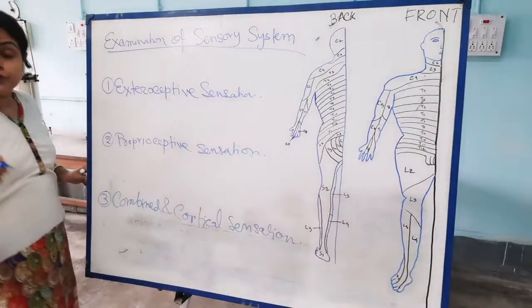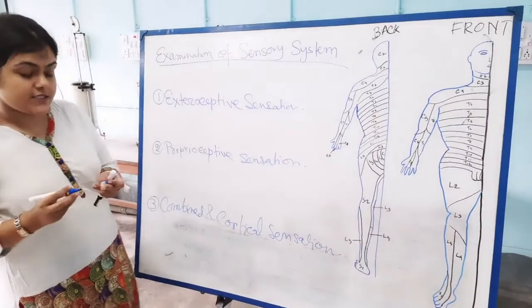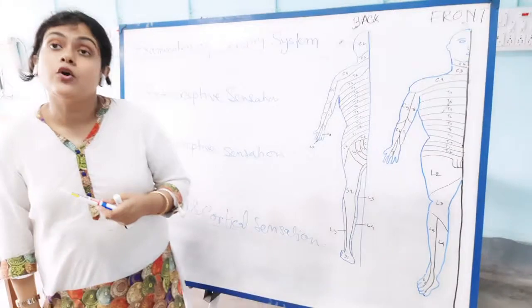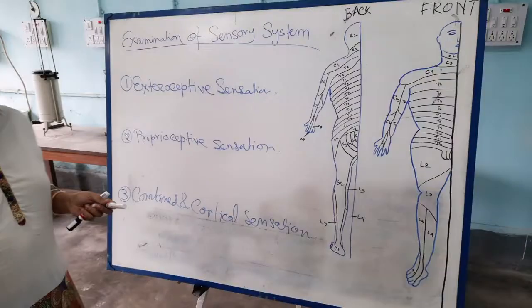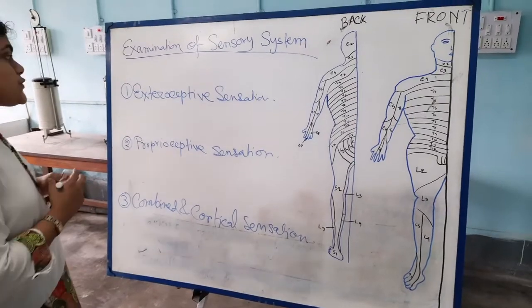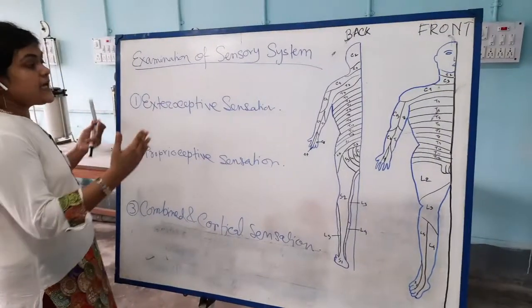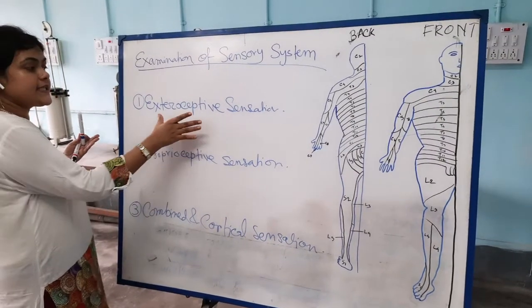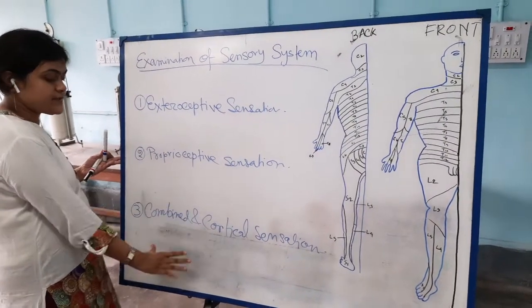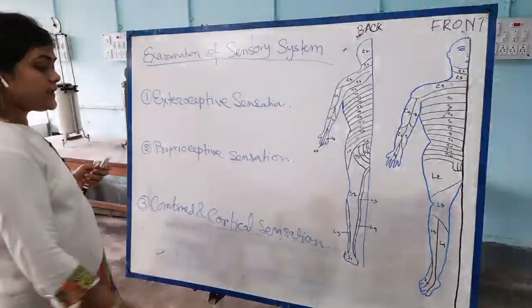There is another fourth group known as interoceptive sensation. Many receptors like osmoreceptor come under that group, but we generally don't do it in our routine clinical practice. So I am excluding this and we will now focus upon these three types of modalities, that is exteroceptive sensation, proprioceptive sensation and combined and cortical sensation.